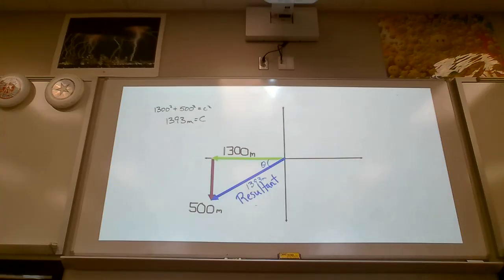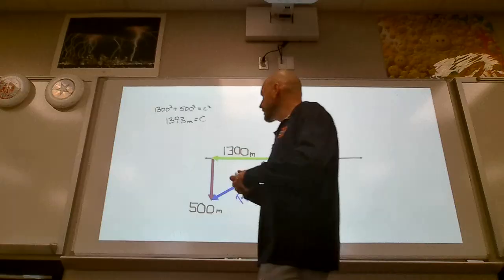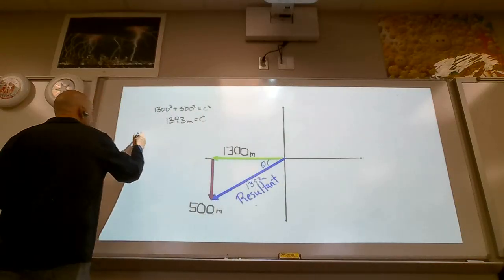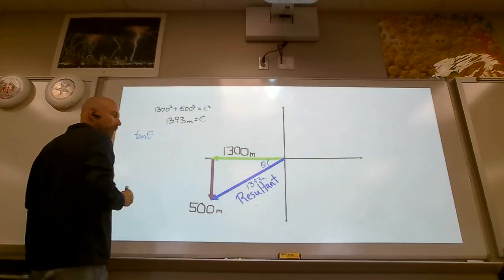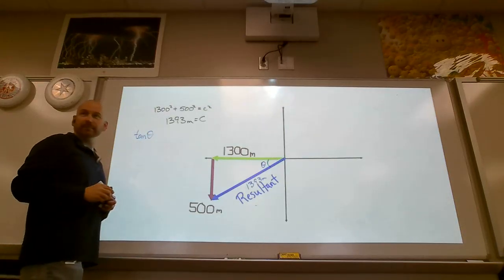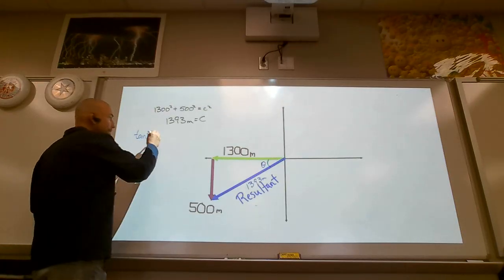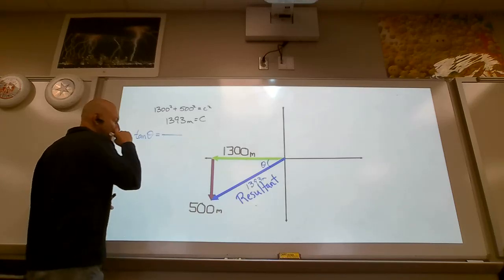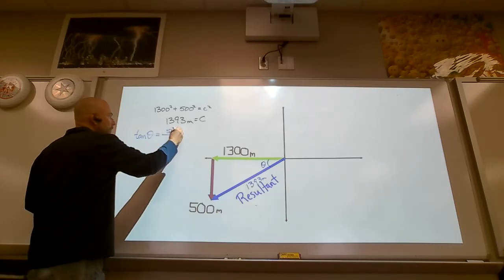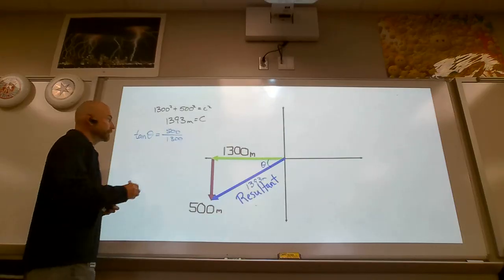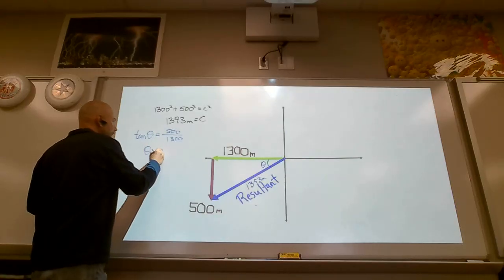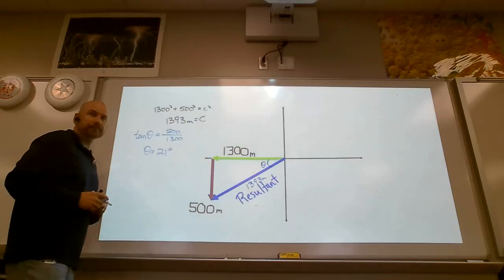Inverse tangent. I heard a lot of those. Inverse tangent. Okay. So, opposite over adjacent. When we do that, we find that to be 21 degrees.